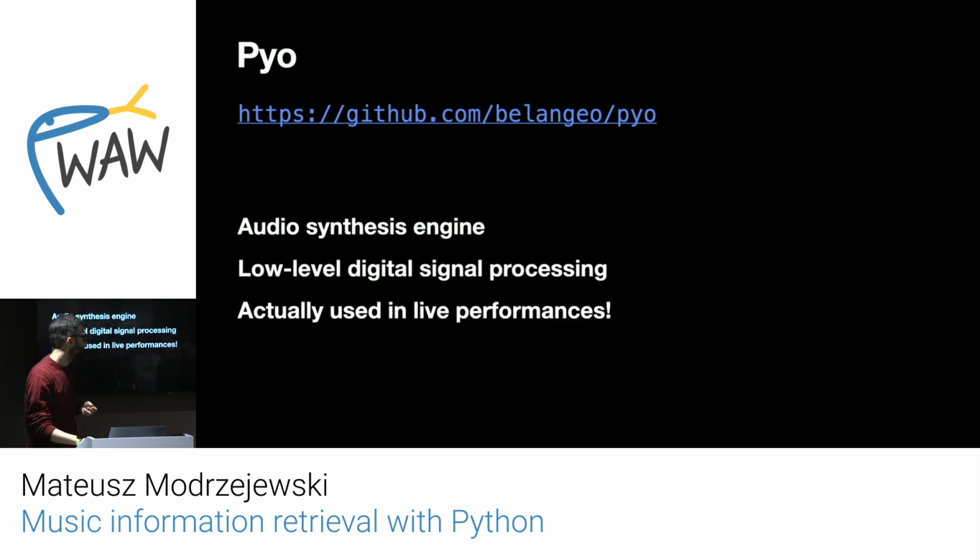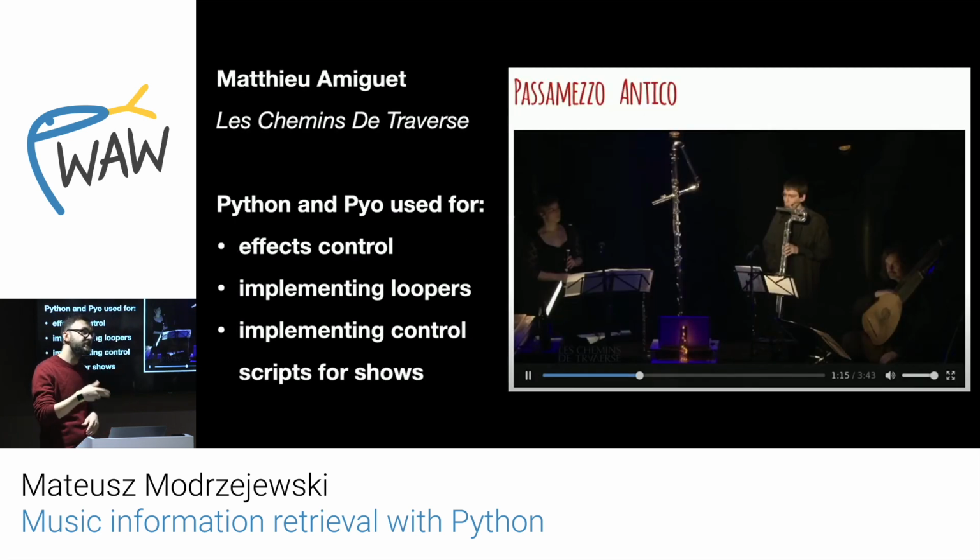Another cool library in Python is called PyWaw. It's like a low-level audio synthesis engine where you can, on the DSP level, which means digital signal processing, program your own effects and synthesizers and oscillators and all sorts of that stuff. And this is actually used in live performances.